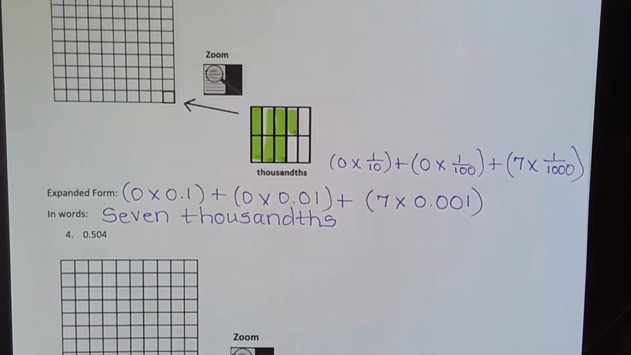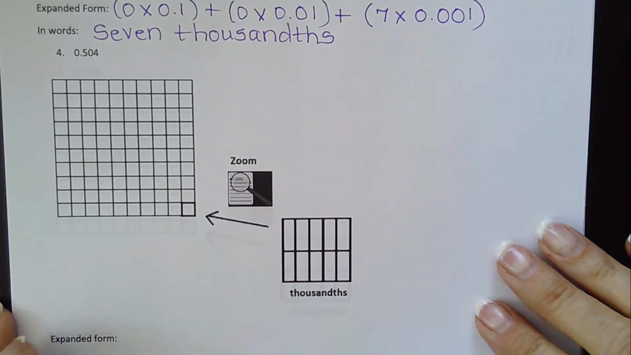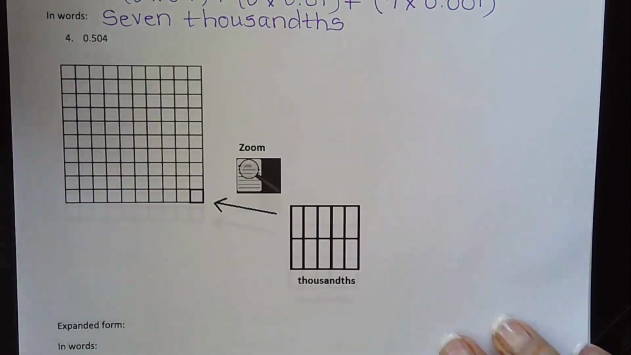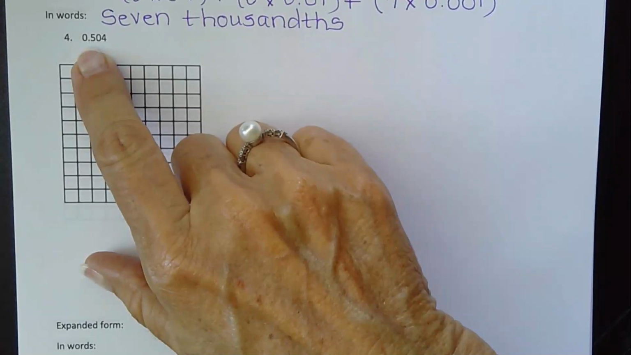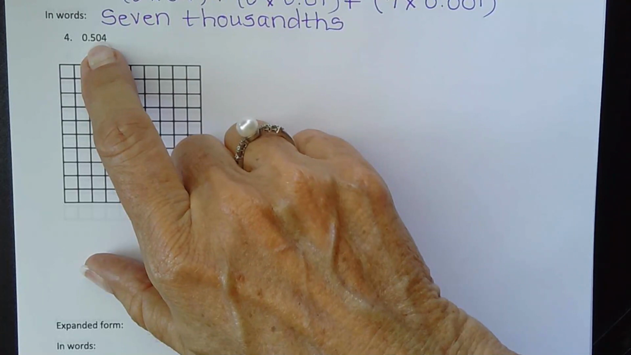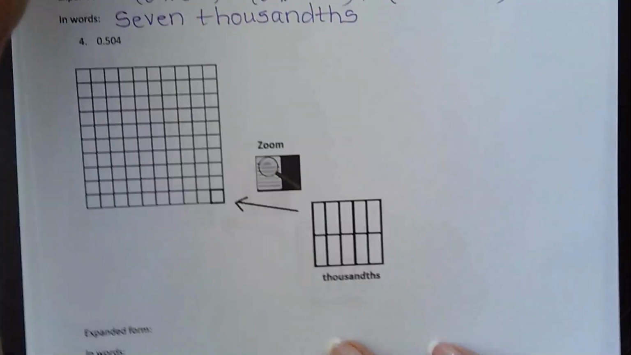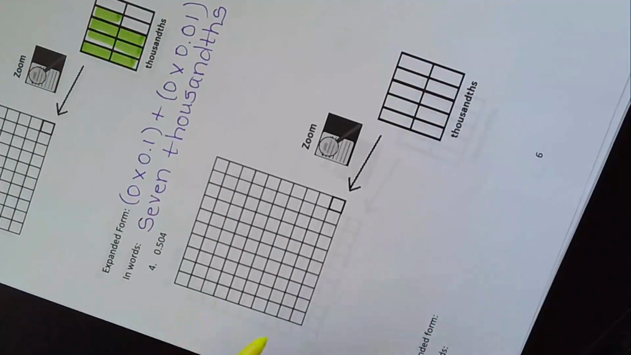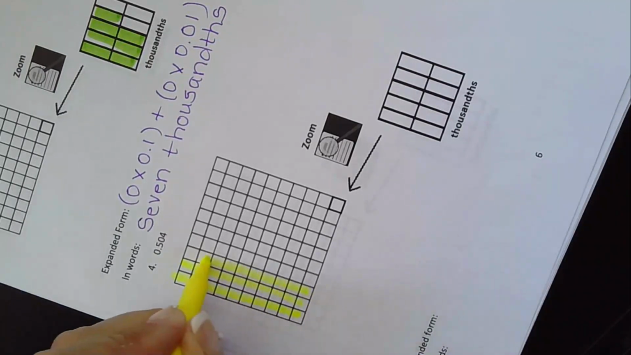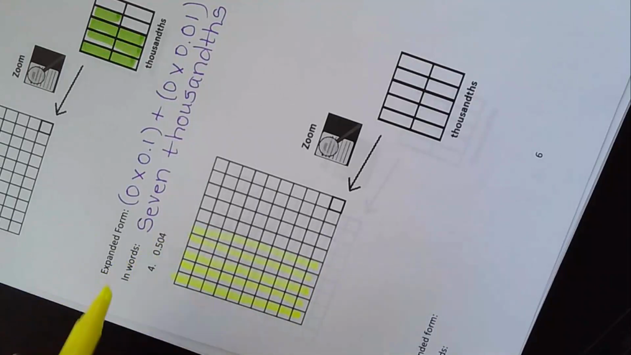So hope you guys did okay on that one. And this one's just like one we did on the last page. So we have 5 is in the tens place, so that means we need 5 strips, 0 in the hundreds place, so no squares, and then 4 rectangles for the thousandths place. So 5 strips, 0 boxes, and 4 thousandths.